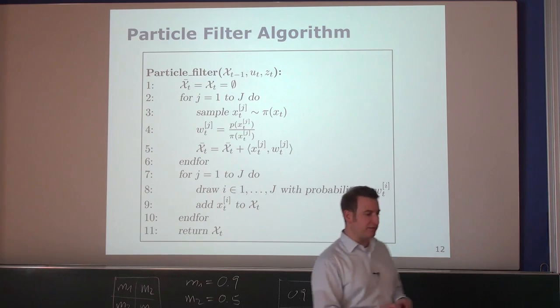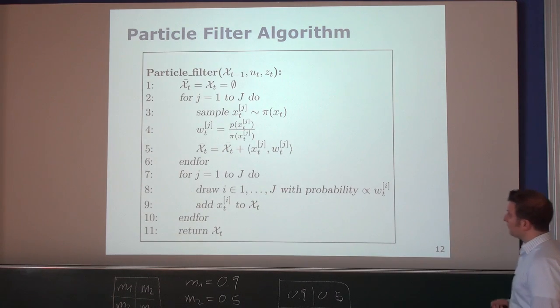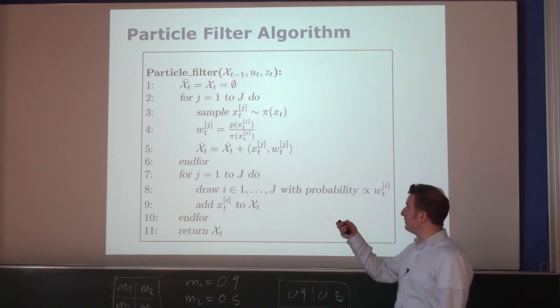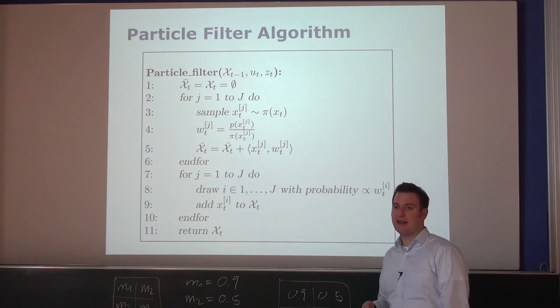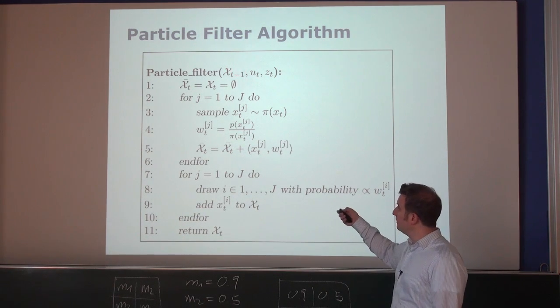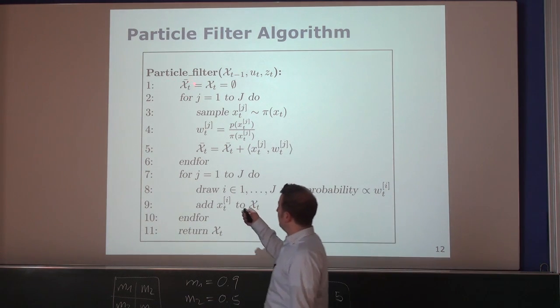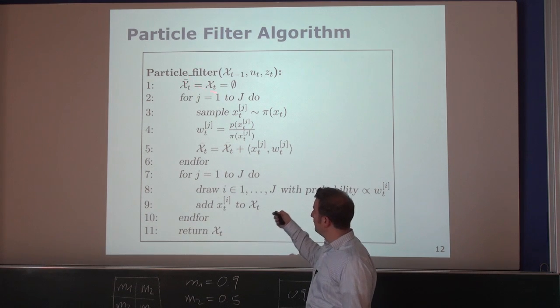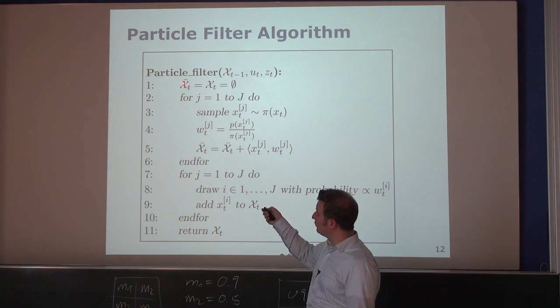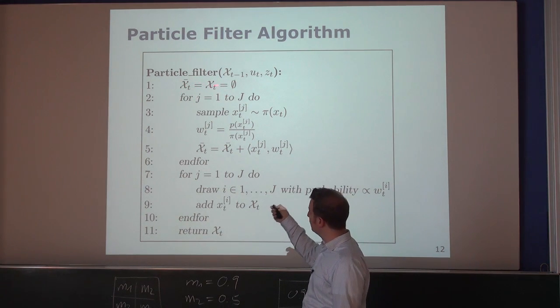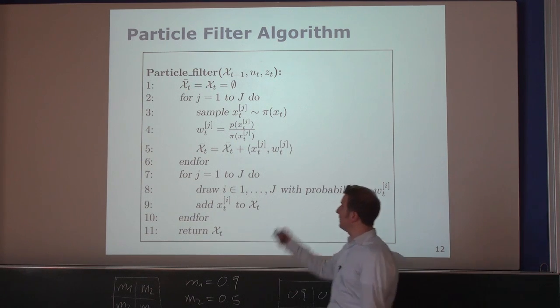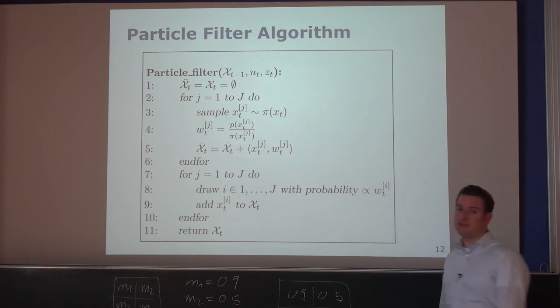Okay, let's look at the algorithm. What does the particle filter algorithm look like? I have my old sample set as an input, I have my controls, and I have my observations. So the same input as the Bayes filter: previous belief, control, and observation. So I start two new sets, the predicted set and the corrected set. They both start as empty sets. I iterate over all my samples in my previous belief.